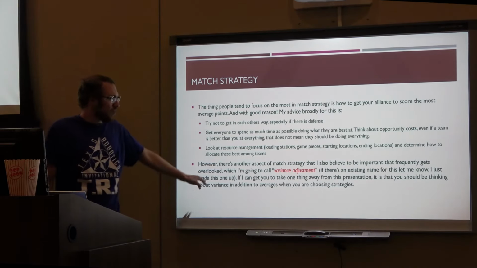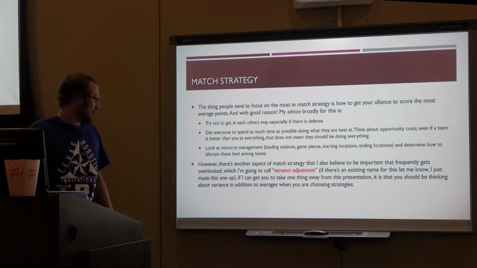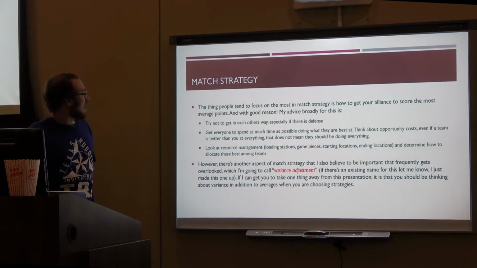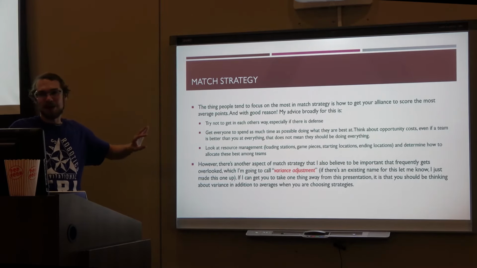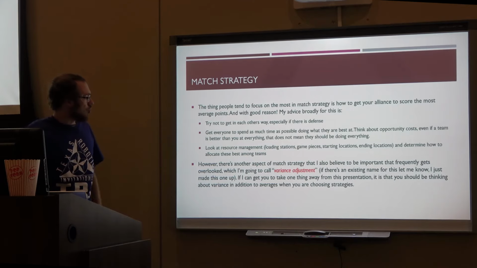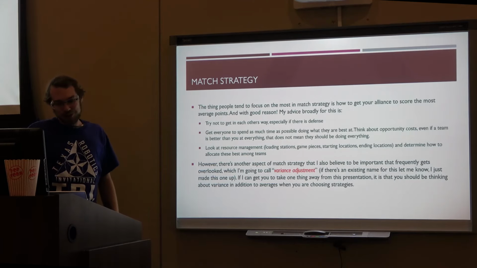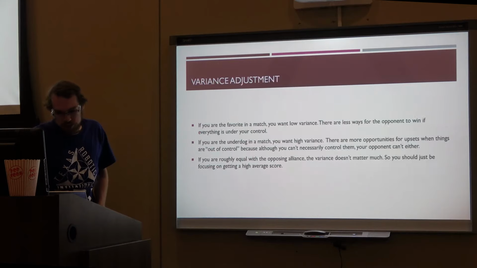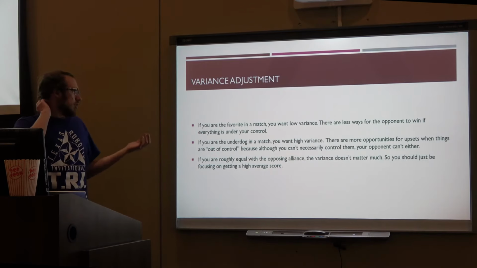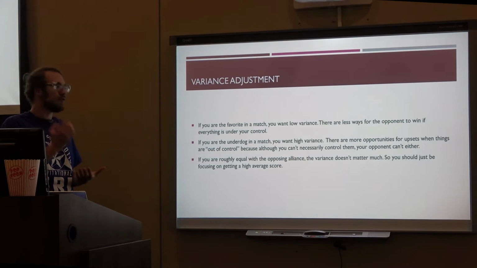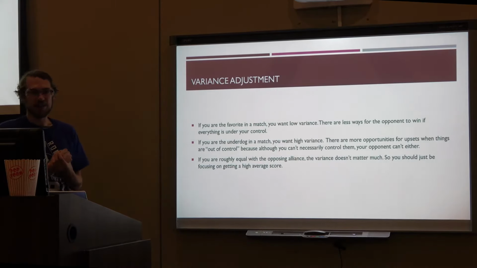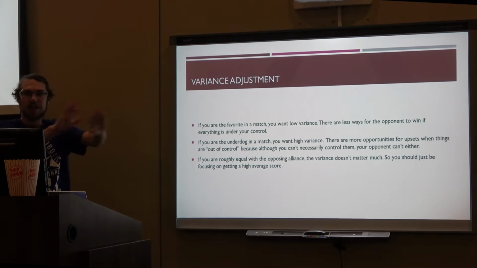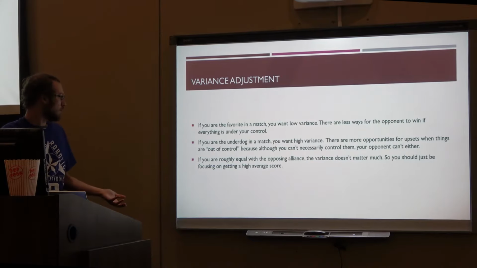And if you can take one thing away from this presentation, it would be that for your match strategy or for alliance selection or anything like that, you should be thinking about variance in addition to just averages. So what is this variance adjustment? The idea is if you're the favorite in a match, you want low variance. You don't want crazy things to happen. There are less ways for the opponent to win if everything is under your control.